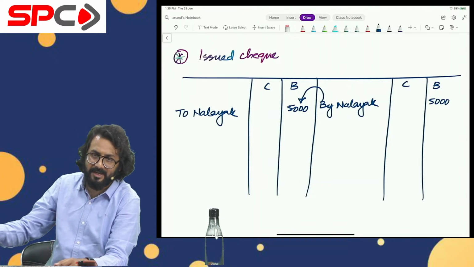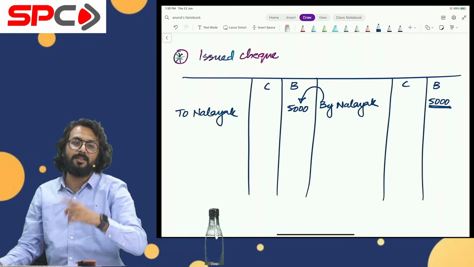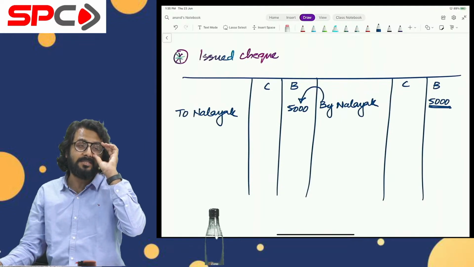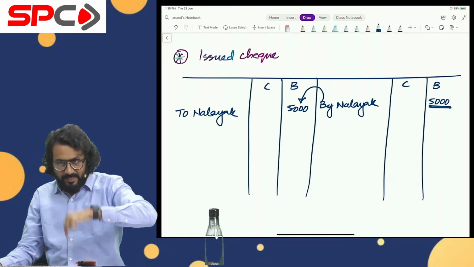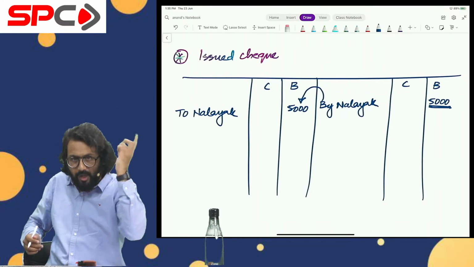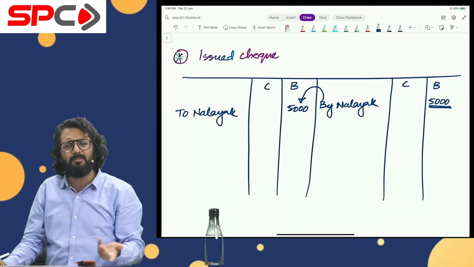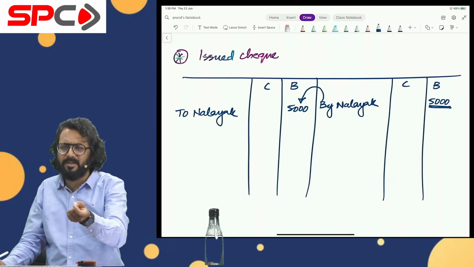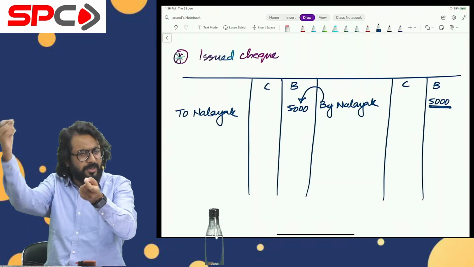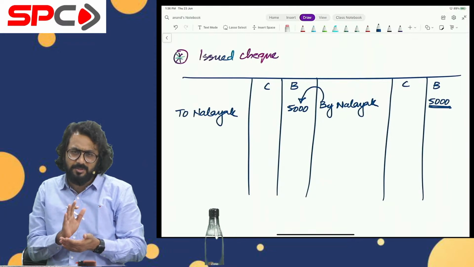When you have issued the check, you always write it in the bank column. When you receive a check, you can write it in the cash column. But when you have issued a check, when you make a payment, always the bank column. Have you all understood? Why the bank column? Because whatever check I have issued, the amount is always going to get deducted from my bank. It will never get deducted from my cash. It will not go out of the cash box.